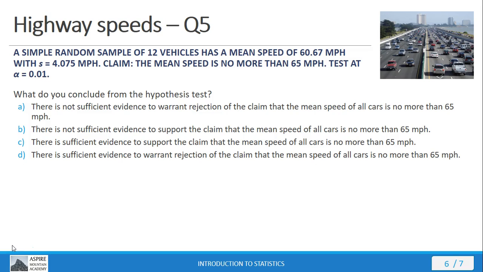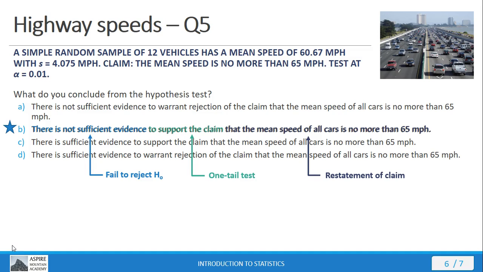Okay, let's see how we did here. So, what do we conclude from the hypothesis test? Well, we failed to reject the null hypothesis. Therefore, there is not sufficient evidence. We have a one-tailed test. Therefore, we're going to support the claim. The answer option we're looking for with those 2 elements, answer option B. So there's not sufficient evidence because we failed to reject the null hypothesis. We support the claim because it's a one-tailed test. The rest of the statement is just a restatement of the claim.